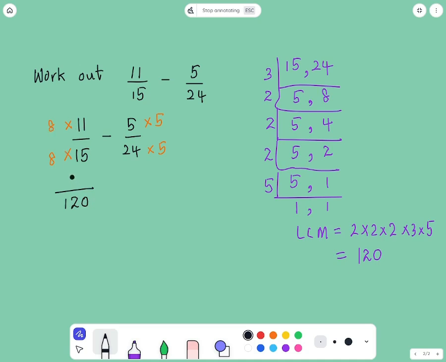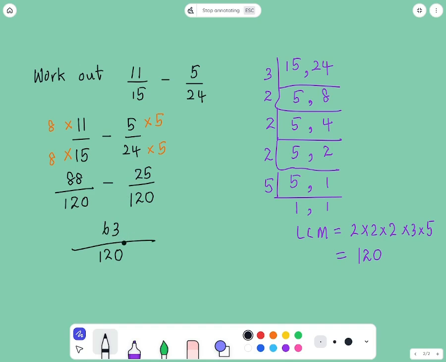11 times 8, that is 88. Subtract 120. 5 times 5, 25. Then you have the common denominator. You subtract the numerators and write the answer. That is 88 subtract 25, that is 63.